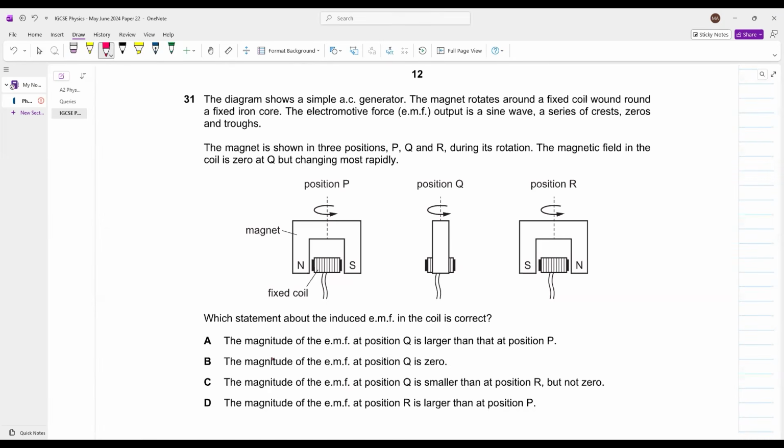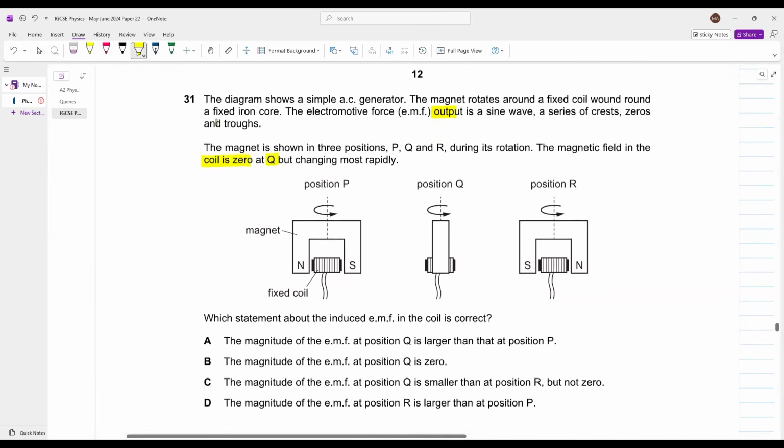अच्छा जी, लेट्स सी दिस. The diagram shows a simple AC generator. The magnet rotates about a fixed coil wound around a fixed iron core. The electromotive force output is a sine wave. A series of crests, zeros and troughs are formed. The magnet is shown in three positions P, Q, R during its rotation. The magnetic field in the coil is zero at Q but changing most rapidly.